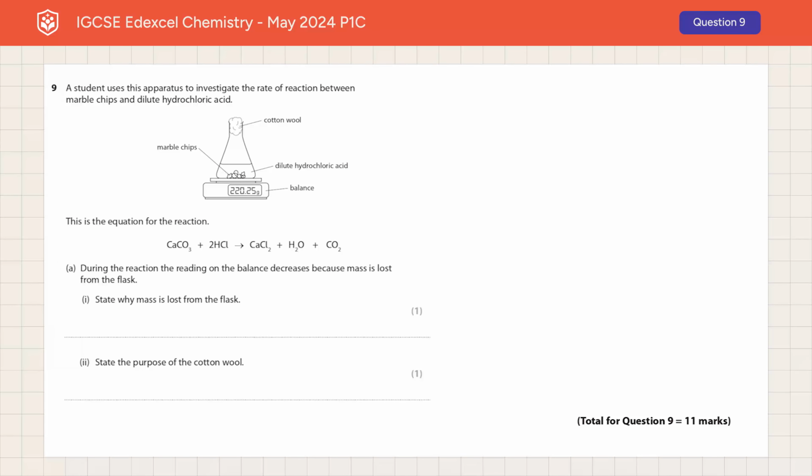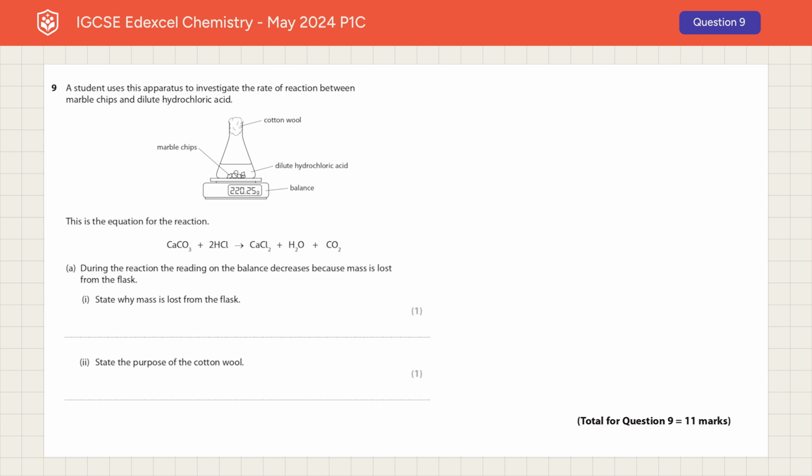Question 9 puts us in the lab to study the rate of a reaction, specifically the reaction between marble chips, that's calcium carbonate, and dilute hydrochloric acid. We'll use a clever method and analyze a graph to understand what's happening. Let's look at the setup.